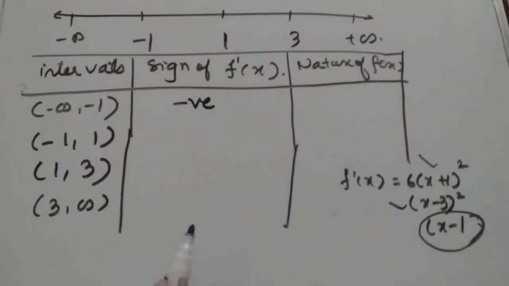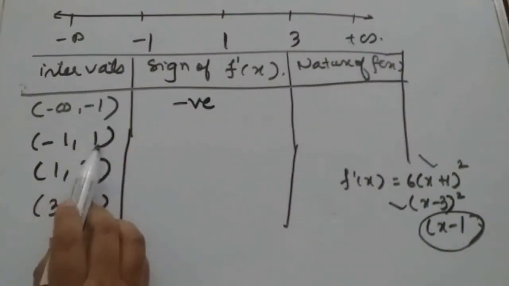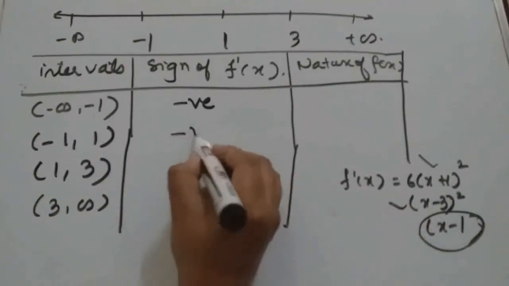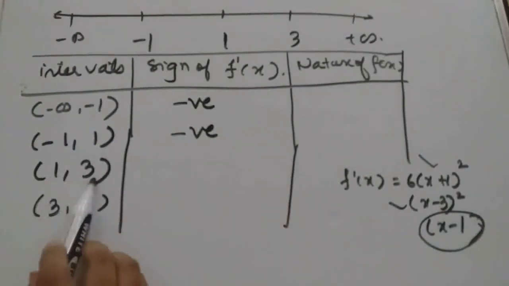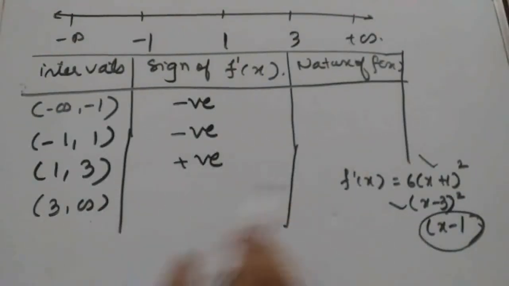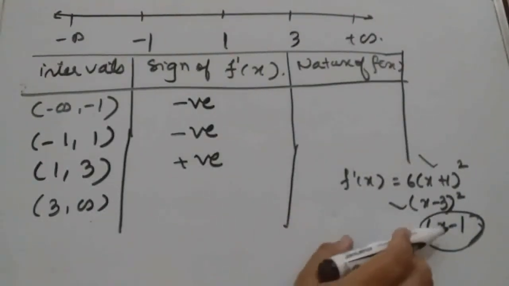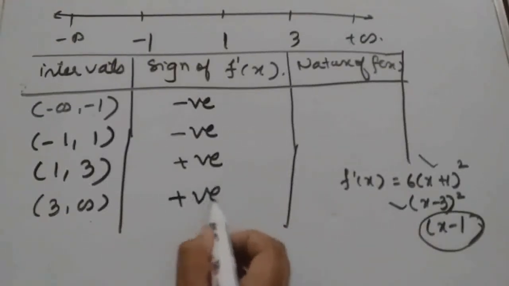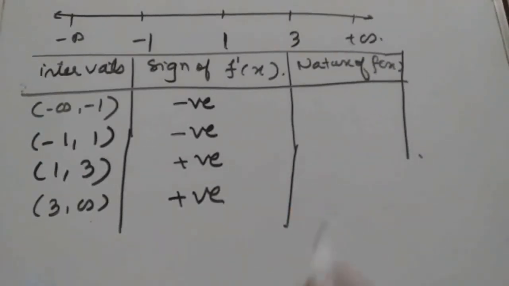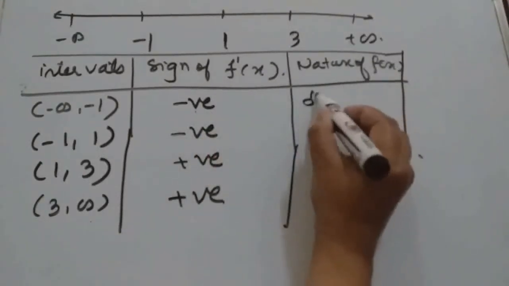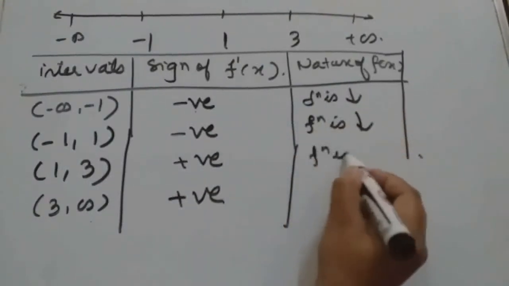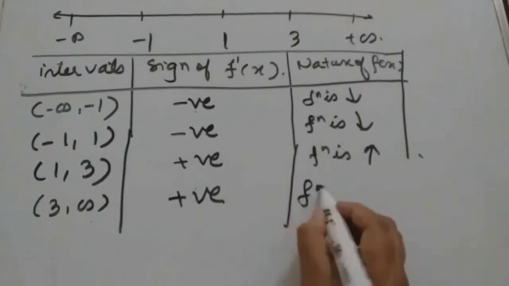Okay, so here if we substitute minus 2, minus 1 minus 2 means minus 3, means negative value. Okay, for minus 1 to 1, suppose 0, if we substitute 0 here, 0 minus 1 means minus 1, so negative value. Okay, 1 comma 3, suppose 2, if we substitute, positive value. 3 comma infinity means greater than 3, 5, 4, whatever value you substitute here, answer will be positive. In last bracket only you have to check. Okay, so we can write nature of f of x now. Negative means function is decreasing, positive means increasing.